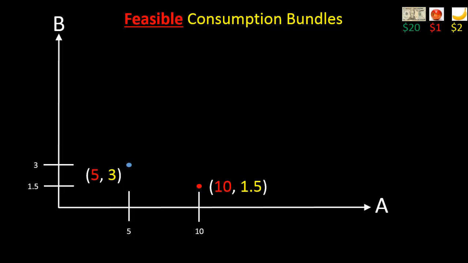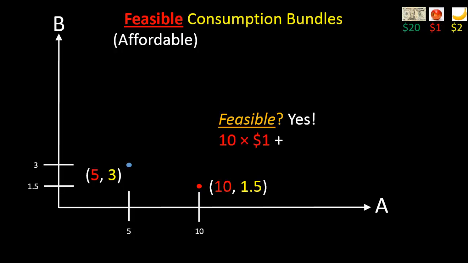That's feasible consumption bundles. The word feasible here just being a fancy synonym for affordable. So when we say a consumption bundle is feasible, we just mean it's affordable. So for example, the first consumption bundle that we looked at, is it a feasible consumption bundle? The answer is yes, and the reason is simple. Because 10 apples at $1 each, that's $10, and 1.5 bananas at $2, that's another $3. Altogether, this bundle adds up to $13. And $13 is less than Chris's income of $20. Therefore, this is indeed a feasible or an affordable consumption bundle.